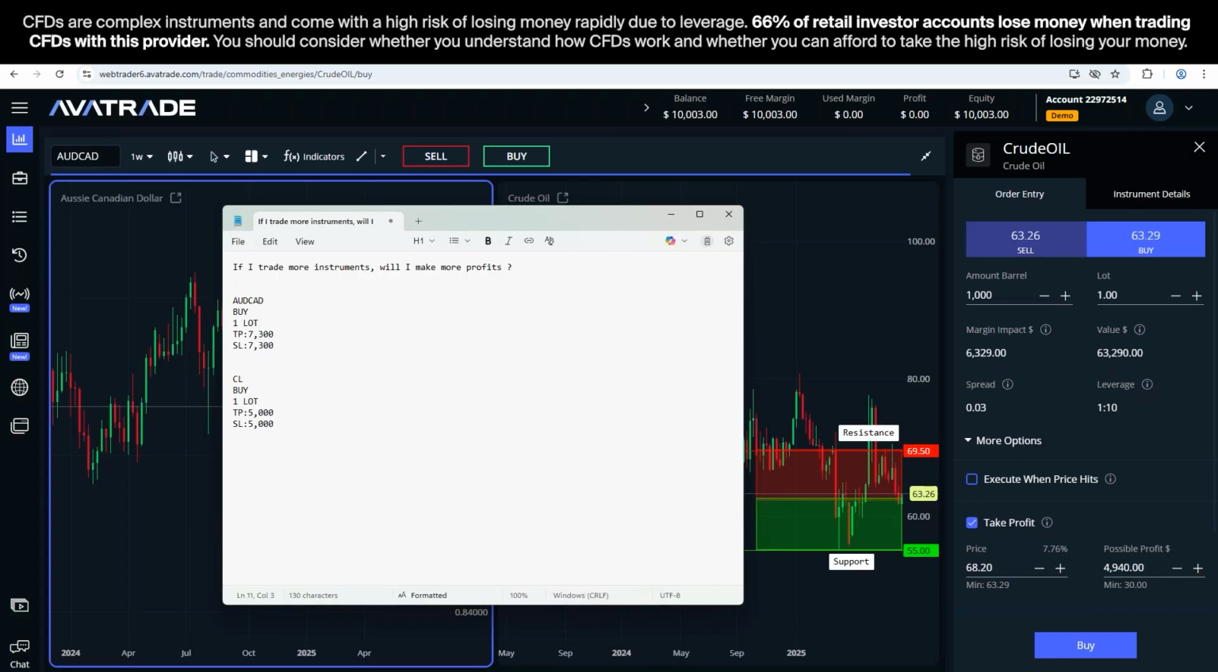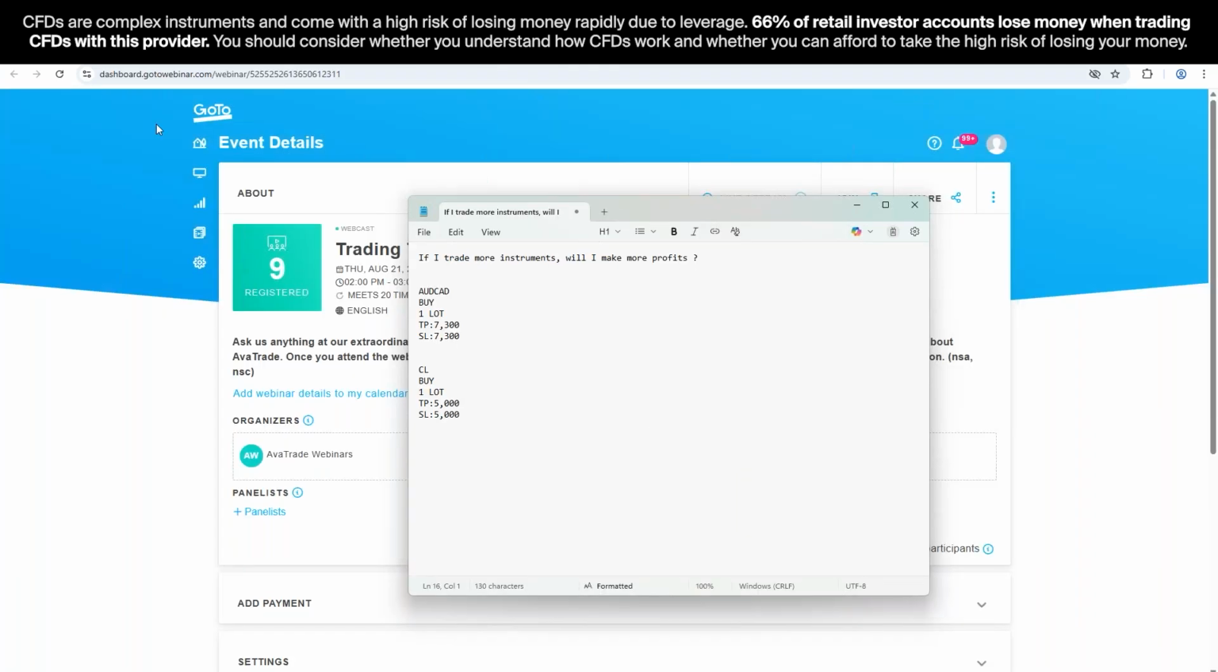It seems like the issue that we have with the screen just keeps happening. Let's hope it doesn't happen again. Okay, it does, never mind.